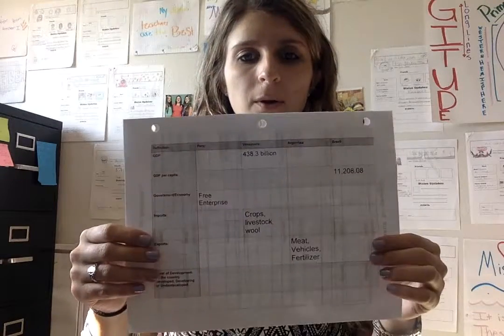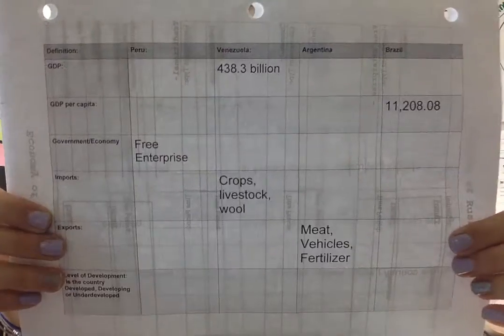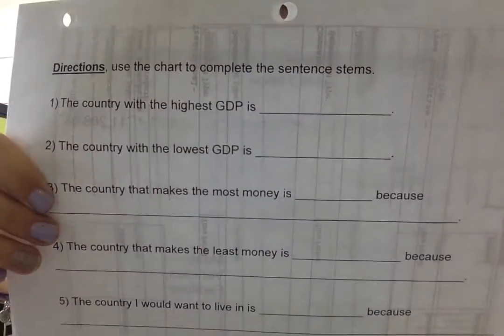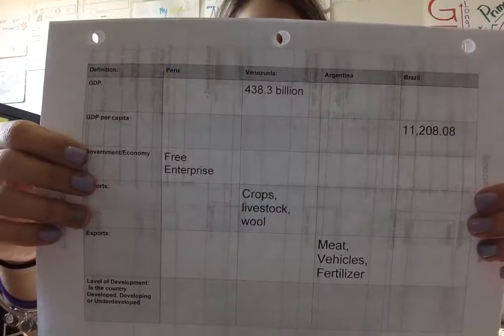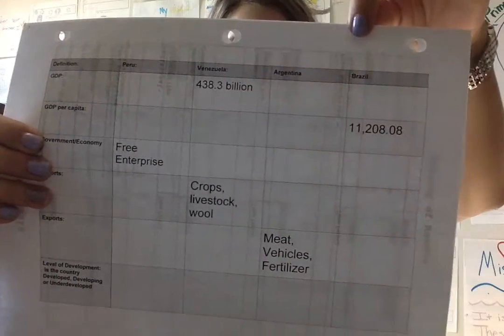Hey guys, so today we are going to learn about the economy of different countries in South America before we take our CBA, which is tomorrow. So on your desk, you should have a piece of paper that looks like this on one side and like this on the other side. On this side right here, I need you to write your name, date, and your homeroom teacher.